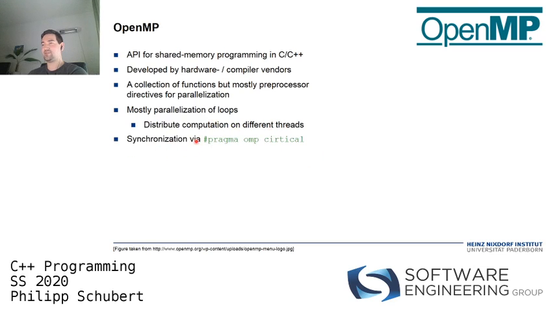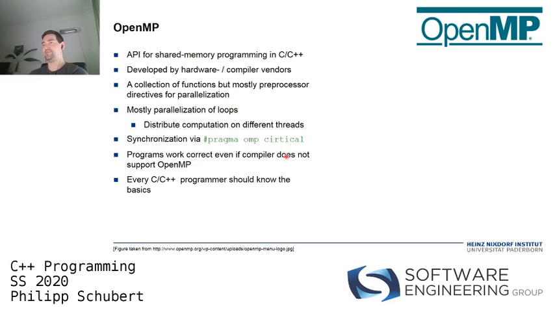You can also synchronize at certain places with pragma omp critical, where you say this is a critical section, only one thread is allowed to enter that section at a time. The great thing about OpenMP is that the program works correctly even if the compiler does not support OpenMP, because it's all done in preprocessor directives. If a compiler doesn't implement that, it just ignores those directives, and the code just runs sequentially. So every C and C++ programmer should probably know the basics, because it's so easy to do stuff in parallel that OpenMP introduces a term called embarrassingly parallel programs: problems that are so easy to parallelize that it would be embarrassing if you didn't do it.